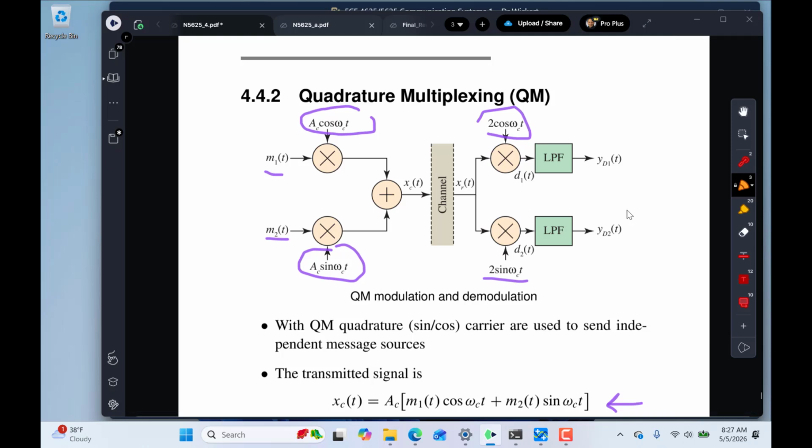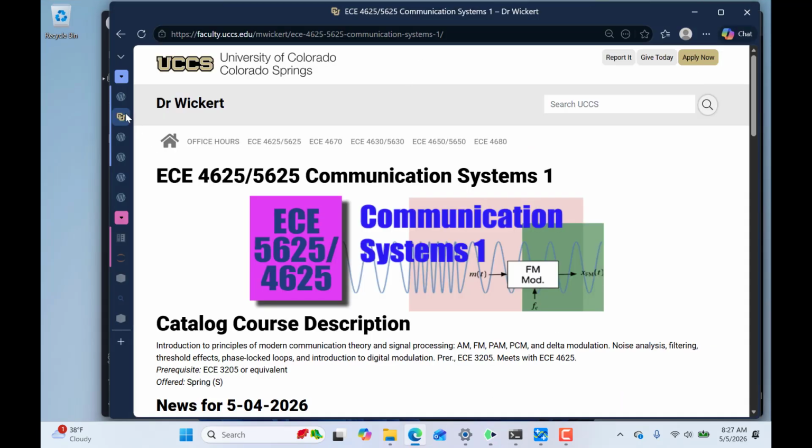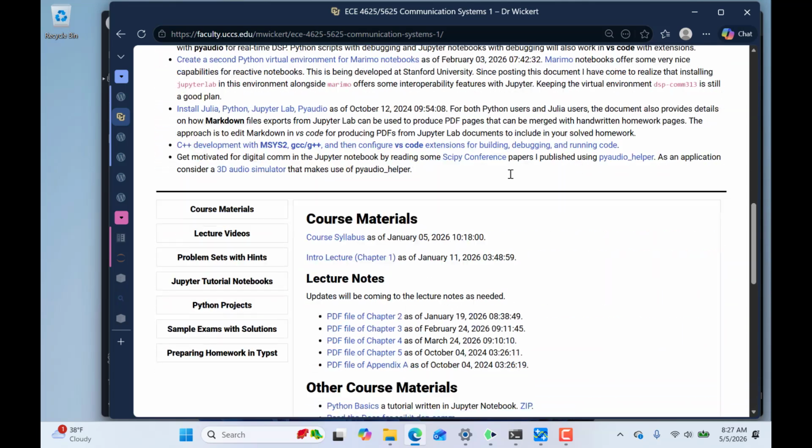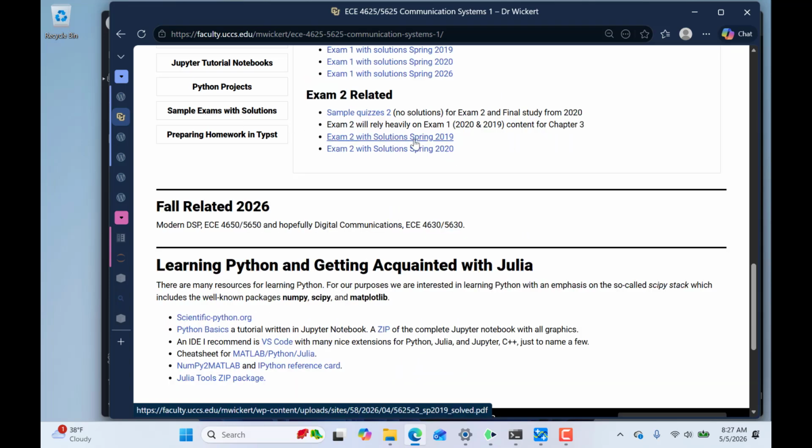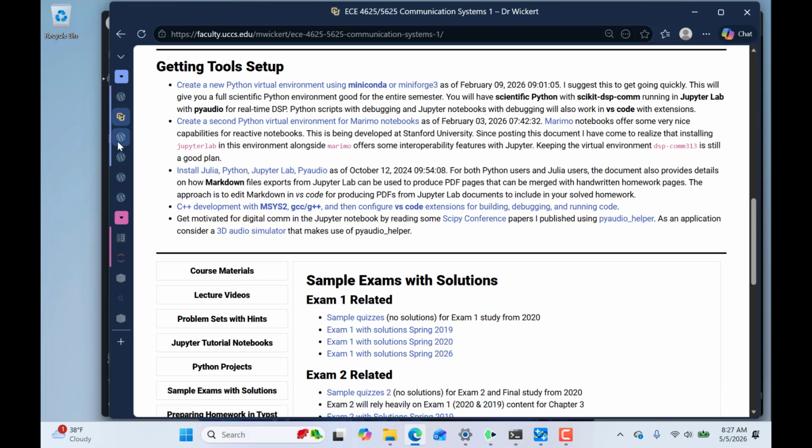We already talked about quadrature multiplexing. So let's just go look at how this might appear and what sort of understanding I'm expecting you to have on the final. So I'm going to go over to here, and where I'm dropping into right now is I'm looking at this exam, spring 2019.